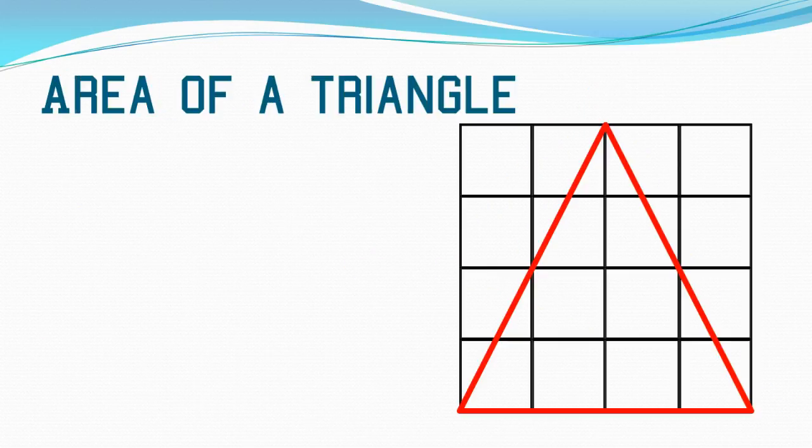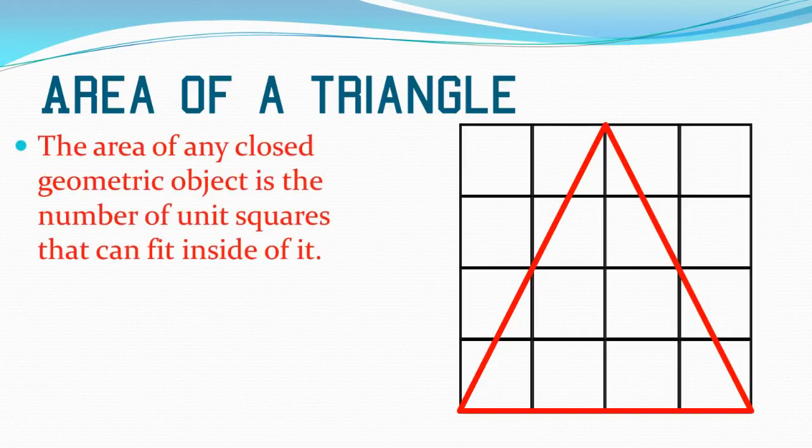Now that we have a couple of the terminology pieces out of the way, we can start looking at what area of a triangle actually is. The area of any closed geometric object is the number of unit squares that can fit inside of it. So in this case, a unit could be anything: centimeters, meters, inches, miles. We're just going to refer to them as units when we see them in a grid like this.